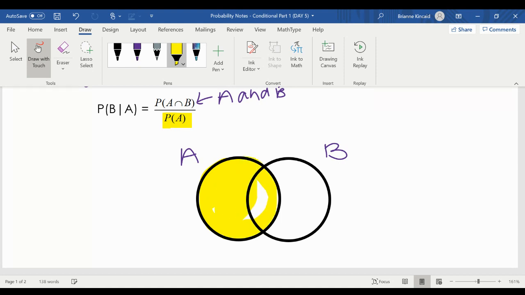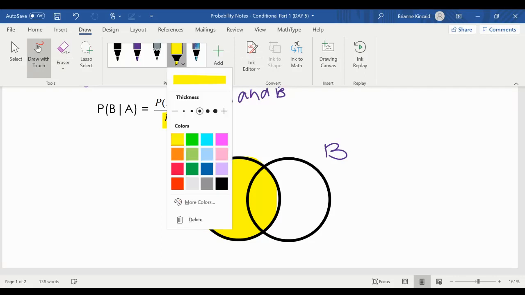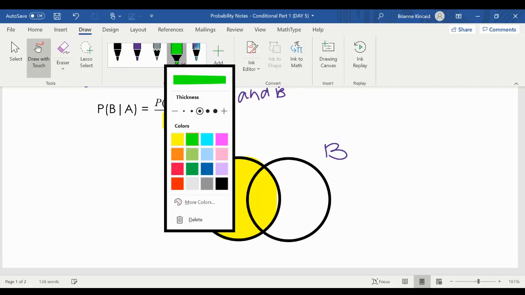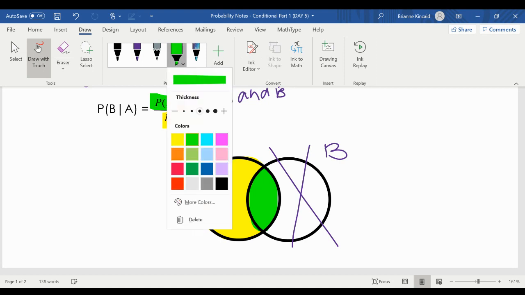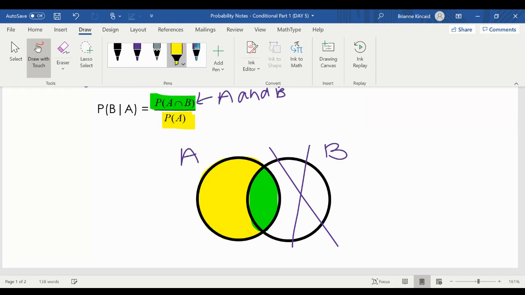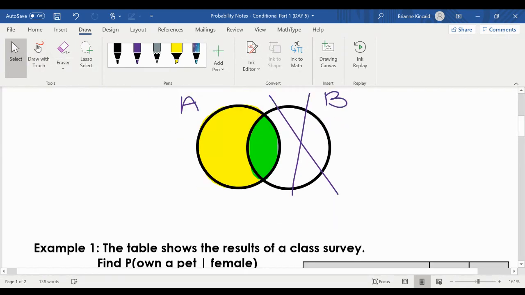In this case, we almost forget about circle B. It's not really included here because I'm given A. So A is going to be my denominator. And then the probability of A and B is just the intersection part. I'm not really even focused on this other part of my Venn diagram. My condition here is that it has to be within the probability of A. That's why I only focus on the circle of A.